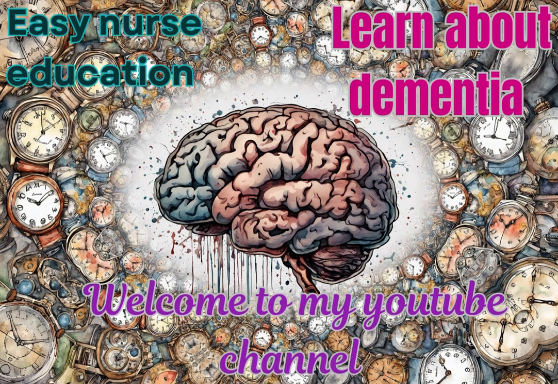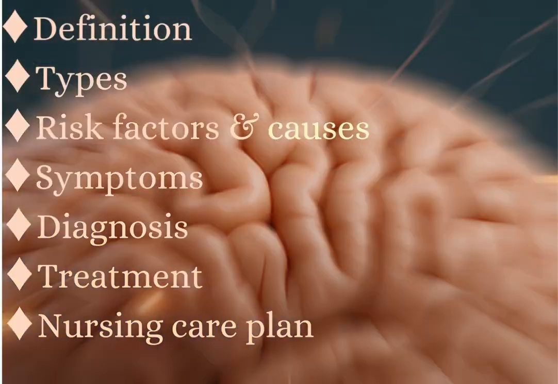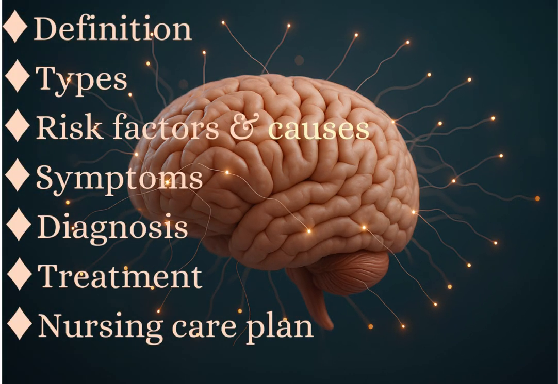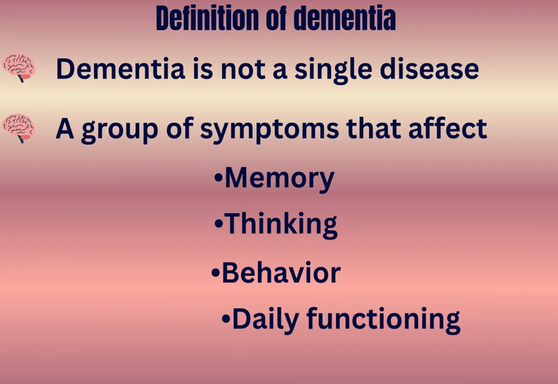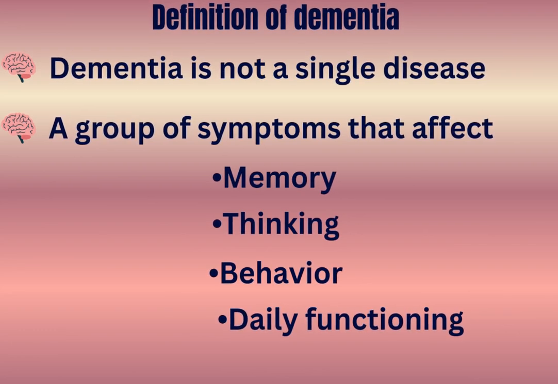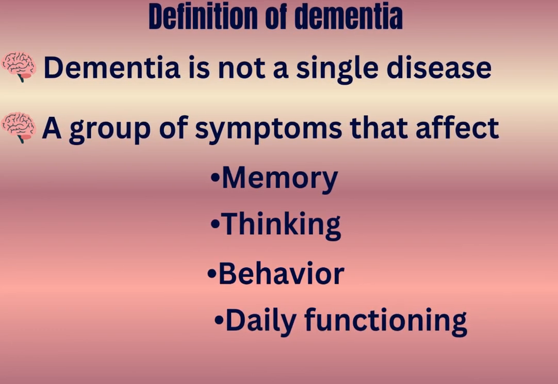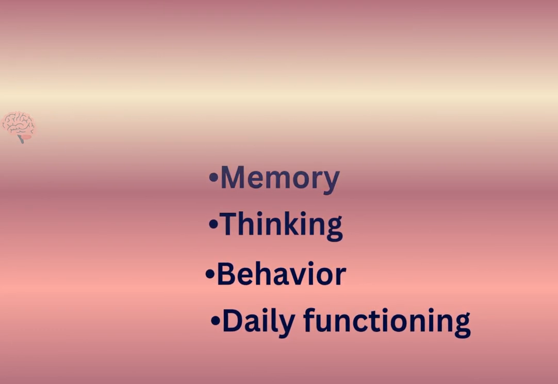Today we'll be talking about dementia, a condition that affects millions worldwide. Under the topic of dementia, you can learn about its definition, types, risk factors and causes, symptoms, diagnosis, treatments, and nursing care plans. Definition of dementia. Dementia is not a single disease, but a group of symptoms that affect memory, thinking, behavior, and daily functioning.